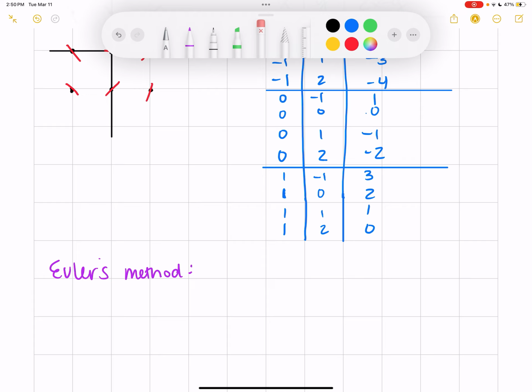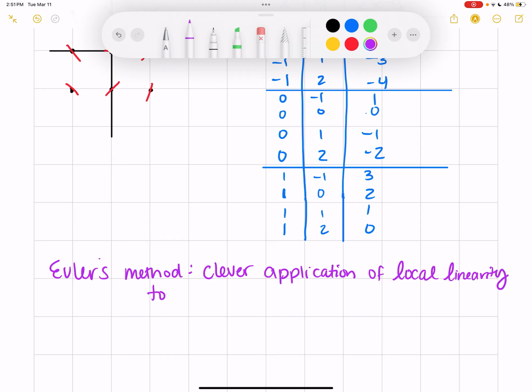All right, so what if Virginia didn't call it that? This is the clever application of local linearity to graph a solution without knowing the equation.